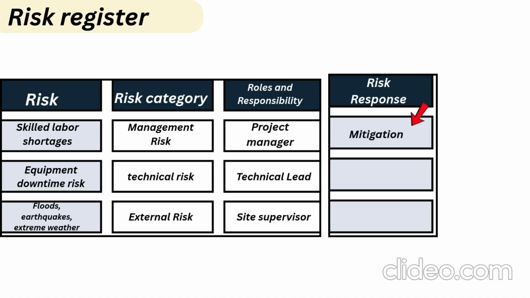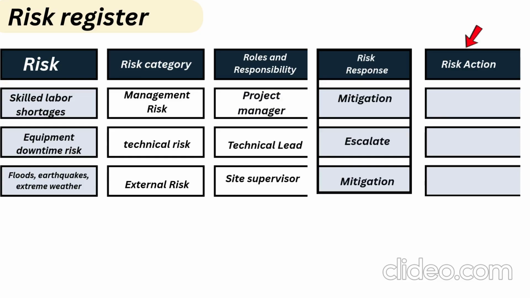For skilled labor shortage, I will do mitigation. Mitigation means reducing the impact of the risk. For equipment downtime, I will do escalation. I will escalate it to the technical lead. And for floods and weather conditions, again I will do mitigation. I will keep track of weather conditions and try to mitigate it.